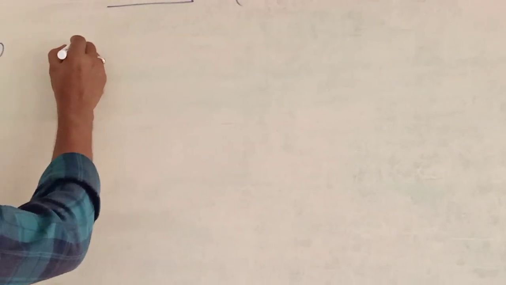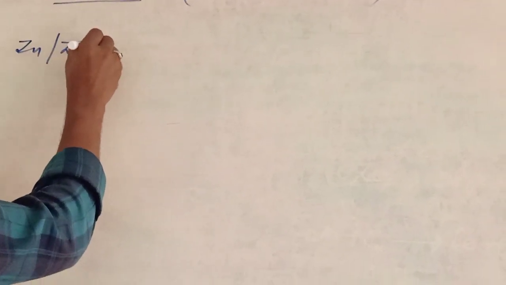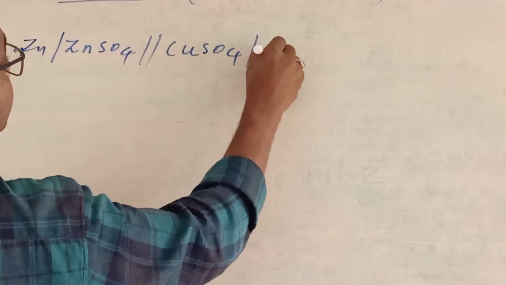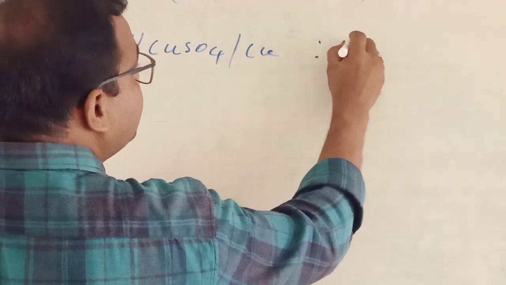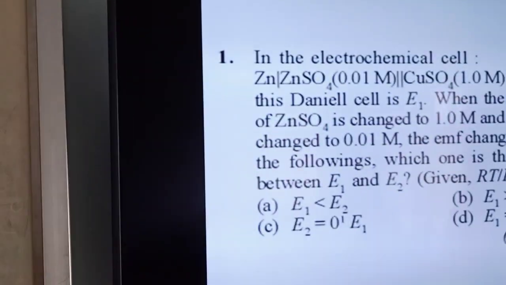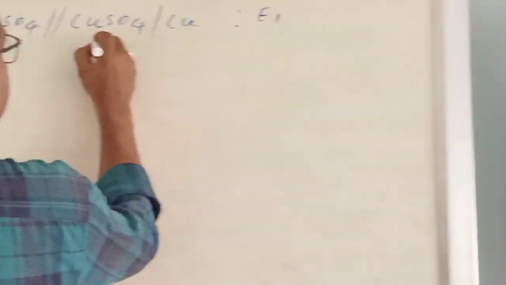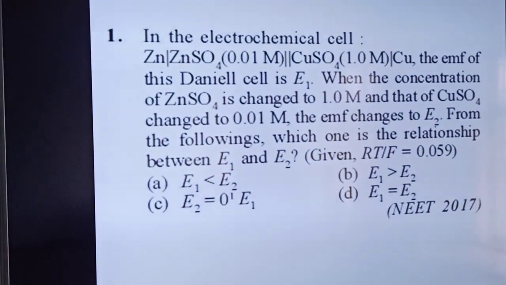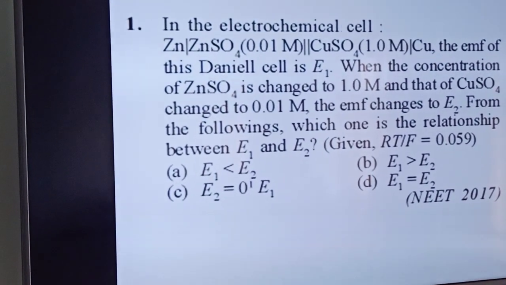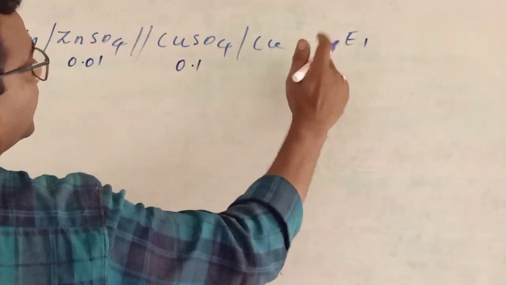Now, first we will write zinc sulfate, then copper sulfate to copper. Its potential is called E1, whose concentrations are also given. The concentration of this is 0.01 and this concentration is 0.1 molar. The concentrations and some values are also given. Okay, fine. Say this is E1, the potential E1.